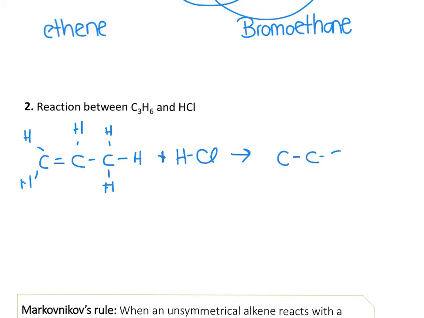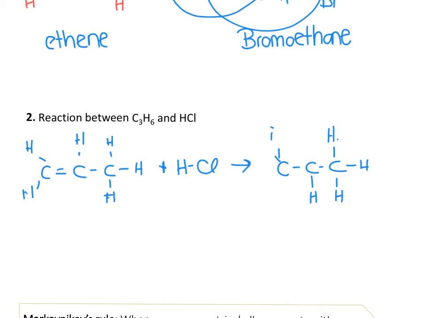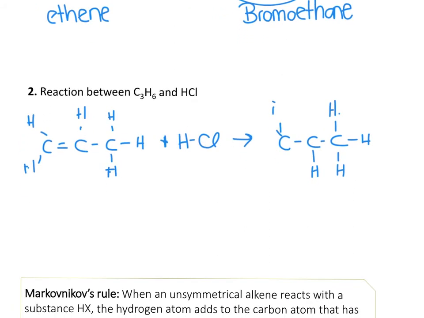The third carbon still has 3 hydrogens to it. That's not going to change. It doesn't matter if it goes up or down. This one's still going to have 2. Oh, sorry about that. Let's just, there we go. Now we've got a choice. Where does the hydrogen go? So either that hydrogen can go to the second carbon and the chlorine can go to the first one.